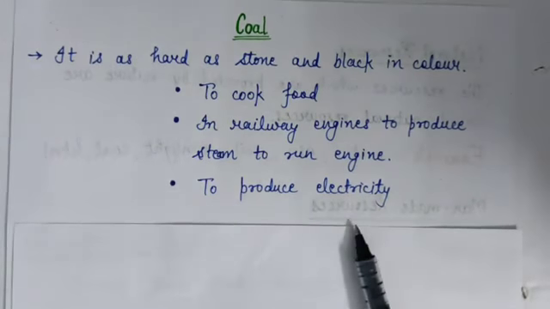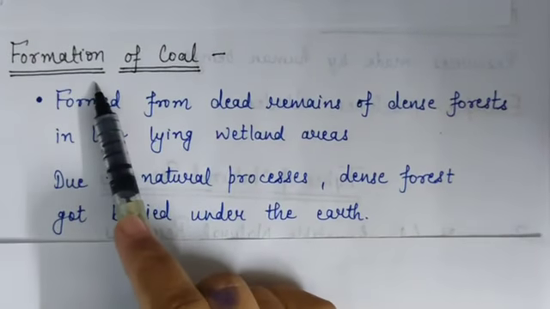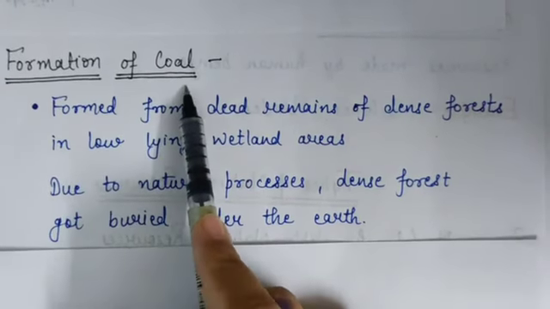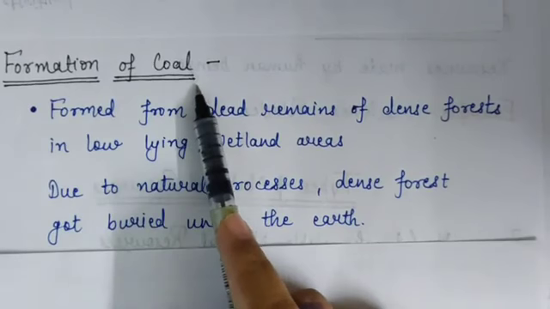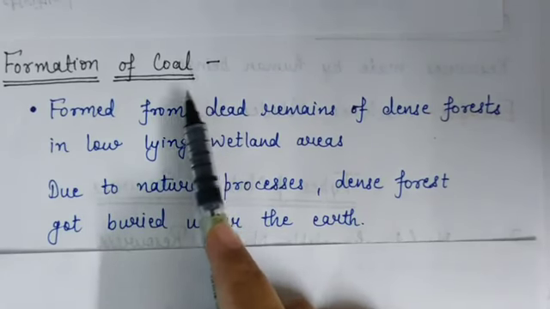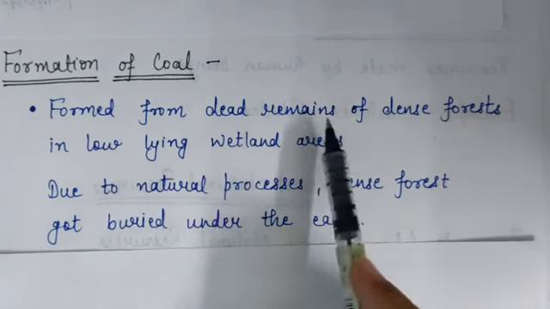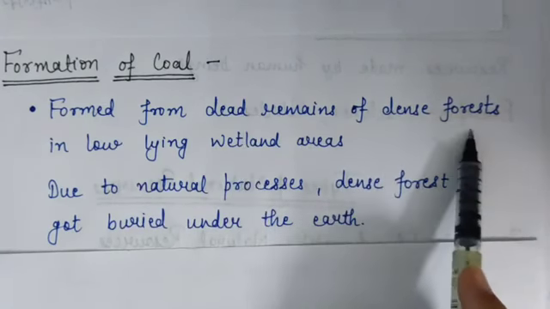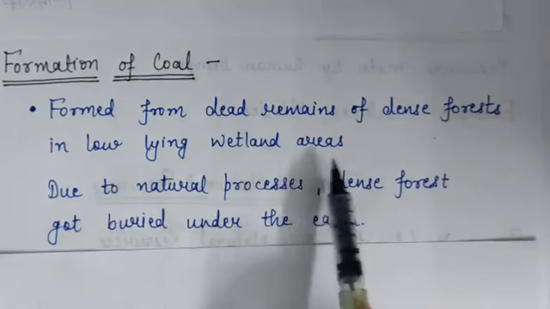Now, the question is how coal is formed. Now we will study the formation of coal. See, coal takes millions of years to form. It was formed from the dead remains of dense forest in low-lying wetland areas.